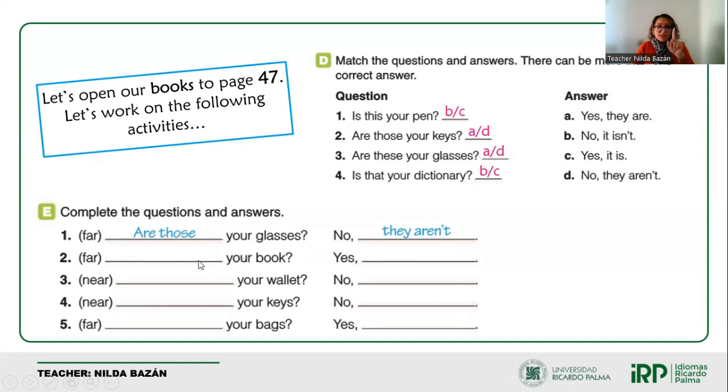Let's see one more example. In number 2, we also have far, but in this case, we have a book, your book, only one object. Do you remember what is the word that we use when we have one object, but it's far from us? Yes, we use that. So the question will be, is that? Perfect. So is that your book? And your answer? What do you think? Yes, it is. Great job.